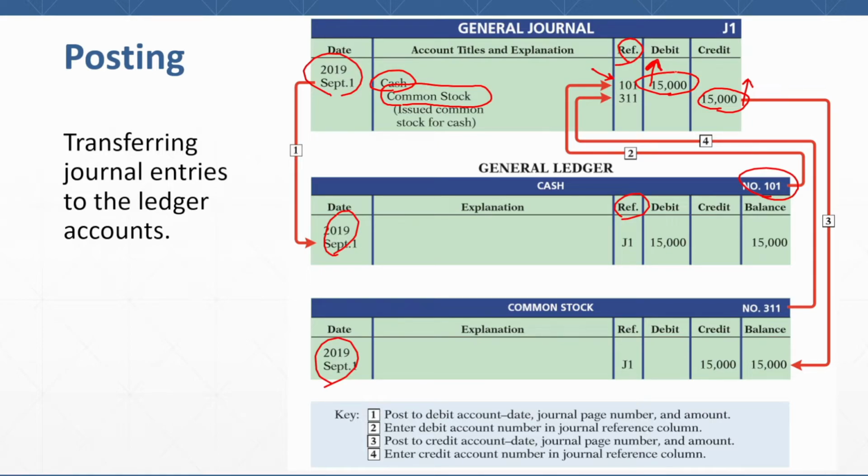Transfer the amount. So $15,000 goes to the debit side. It is the same for the common stock. The date is transferred, and the amount from the journal is also transferred to the ledger. As simple as that. What about the reference column in our ledger accounts? Well, they contain the page number of our journal, because our journal could have several pages. So this process is called posting.